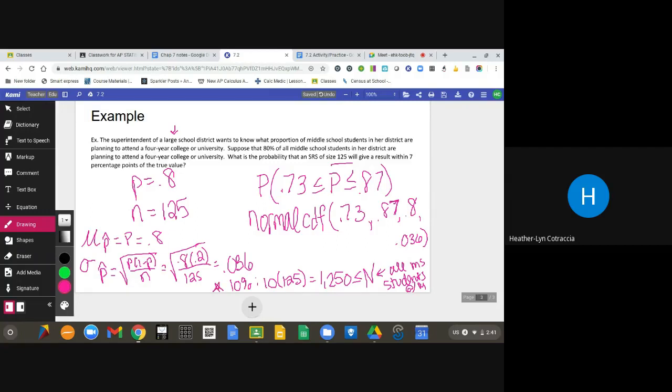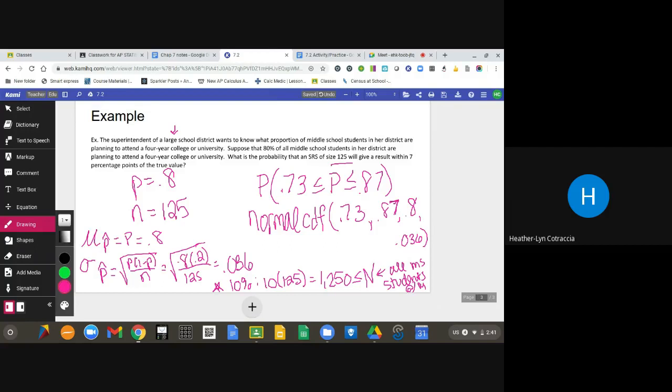Again, in order to check 10% condition, you do 10 times your sample size, and that has to be less than your population. So we're going to assume that there are more than 1,250 middle school students at that large middle school. Okay, so there probably are. So therefore, we can assume that my standard deviation is 0.036.